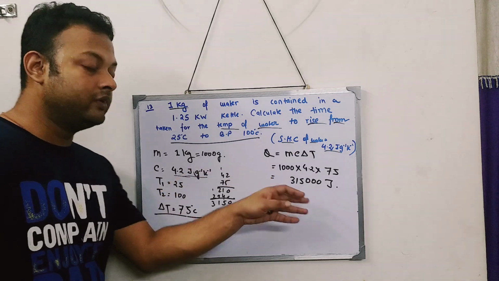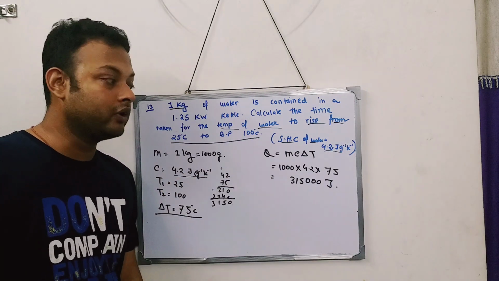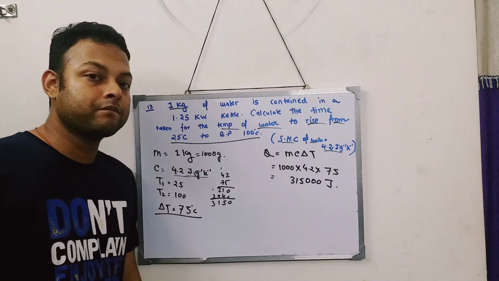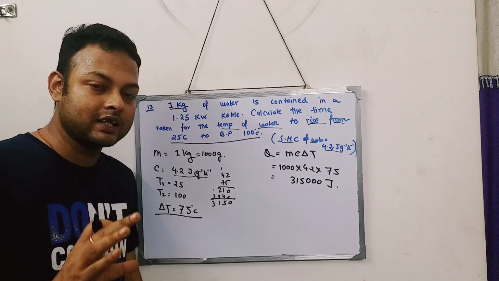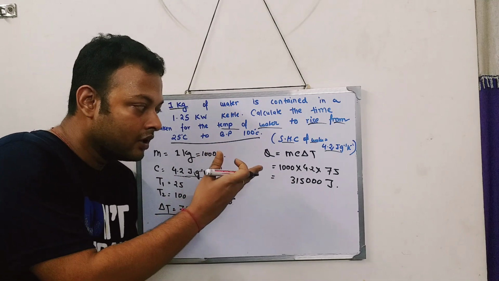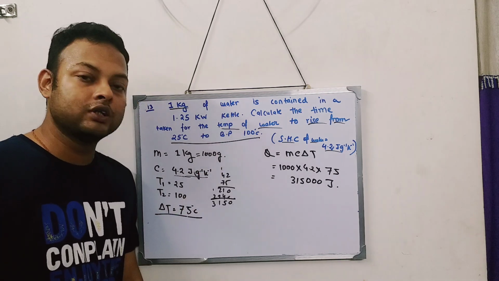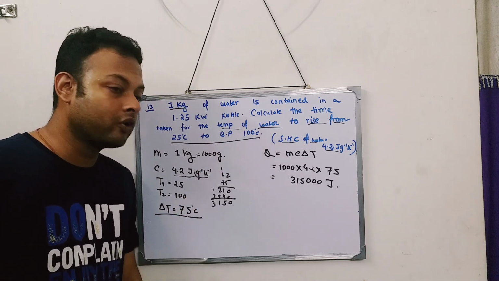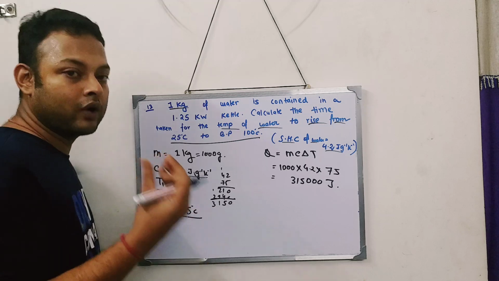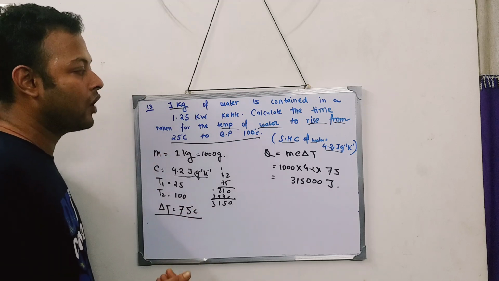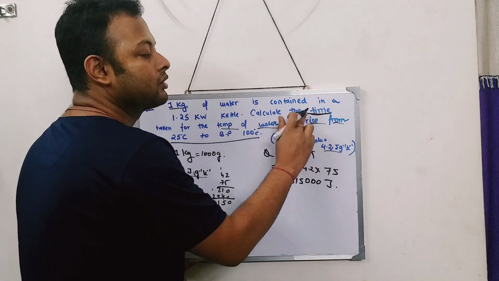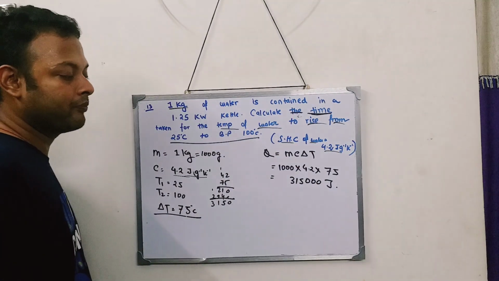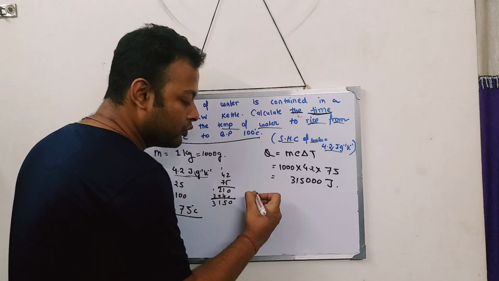Now to give this much heat, you cannot give the heat in a small interval of time. It will require some time to provide this 3,15,000 joules of heat. So to provide this much heat, I require the time, and that is the question. How much time? Calculate the time. So how will I find it? We have to use this formula.